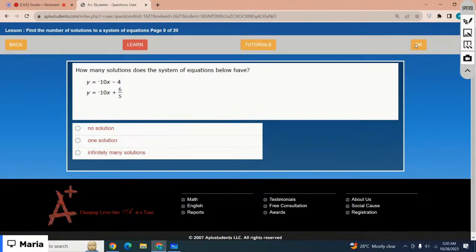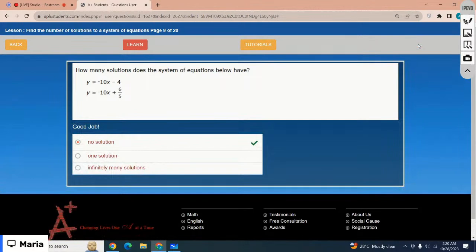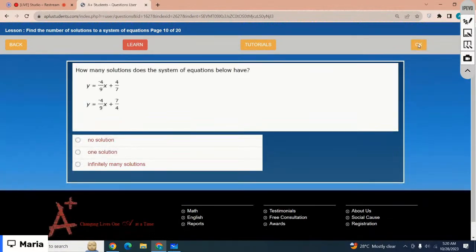The system has same slopes and different y-intercept, no solution, right? How many solutions does the system of equations below have? Which is the correct option?